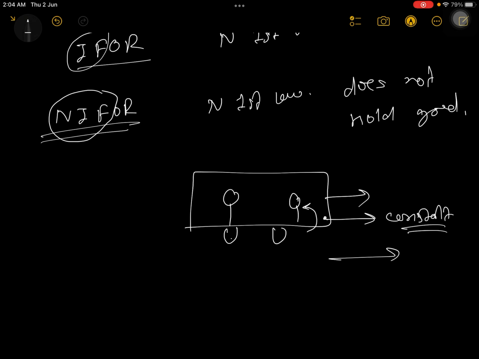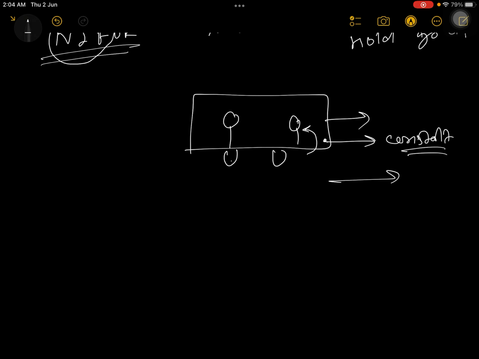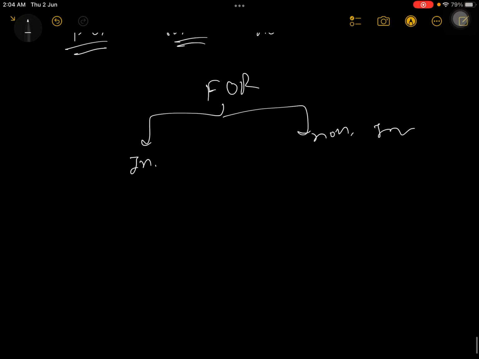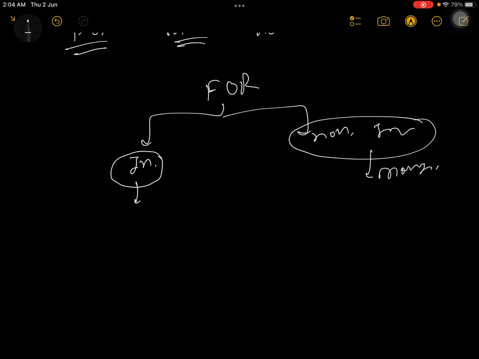But a non-inertial frame of reference is one where your frame of reference will move, but with non-uniform velocity. Okay, let's understand it this way. Frame of reference is of two types: one is inertial and one is non-inertial. Some students will be thinking inertial frame of reference means stationary frame of reference and non-inertial means moving frame of reference. No, you should not think like that.